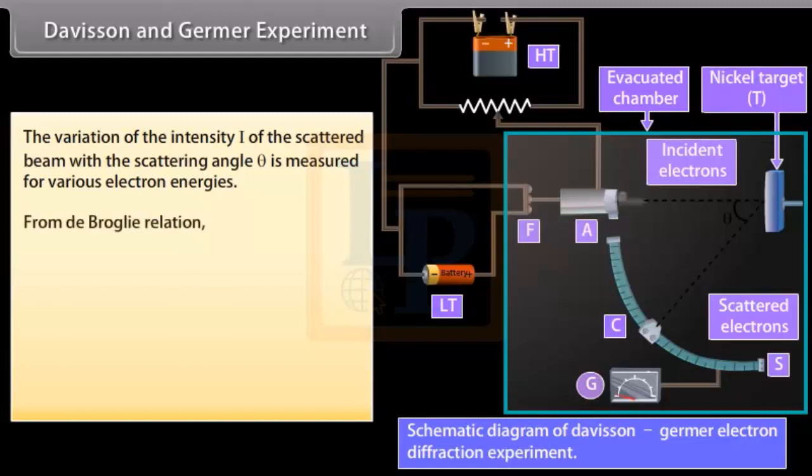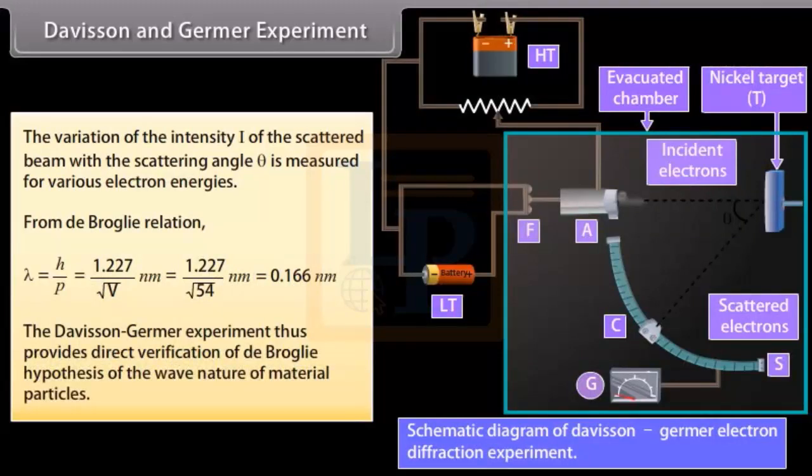From de Broglie relation, the de Broglie wavelength associated with the 54 eV electrons can also be determined. For these electrons accelerated through a potential difference of 54 V, lambda is equal to h by p, which equals 1.227 by square root of V nanometer, equals 1.227 by square root of 54 nanometer, equals 0.166 nanometer. The Davisson-Germer experiment thus provides direct verification of de Broglie hypothesis of wave nature of material particles.